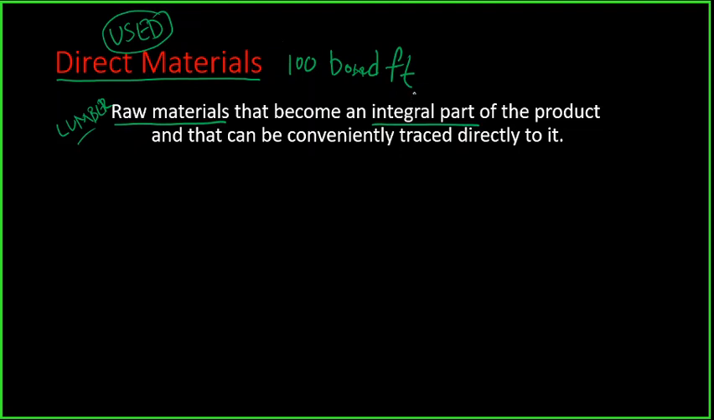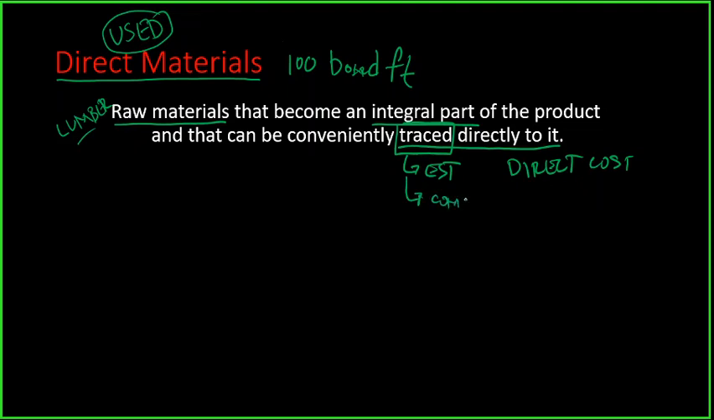Okay, so that's the meaning of integral part of the product. And it can be conveniently traced directly into it. That's why this is also known as your direct cost. All direct costs can be easily traced. Well, now, when we say traced, you can say estimate, or compute.